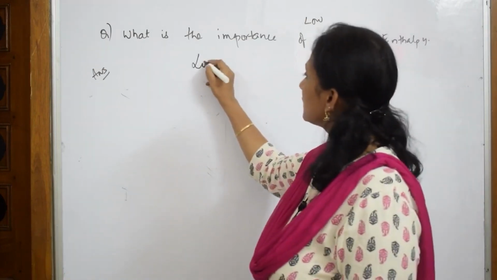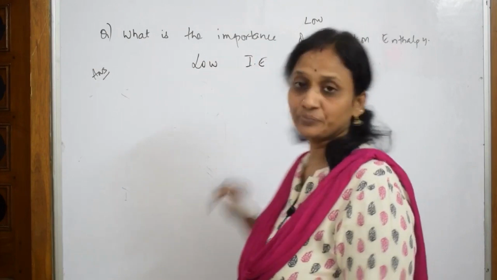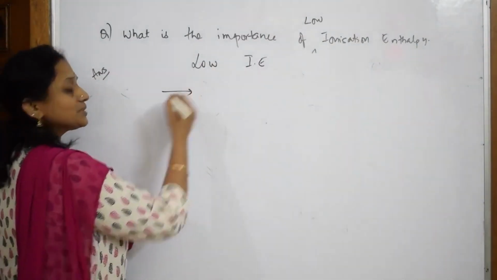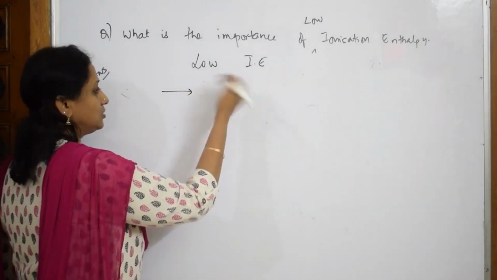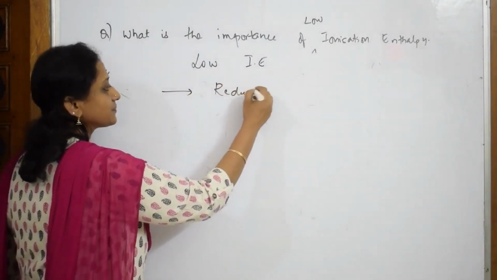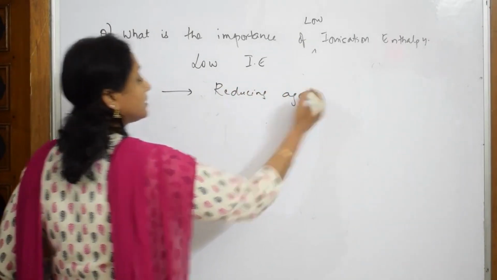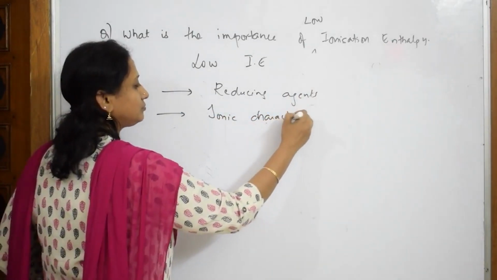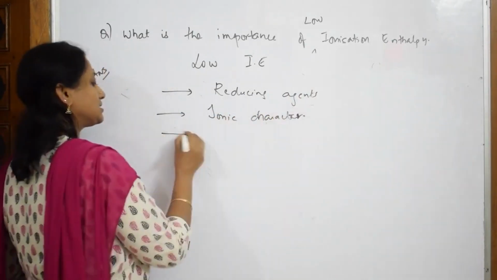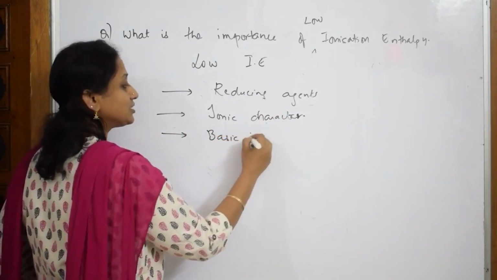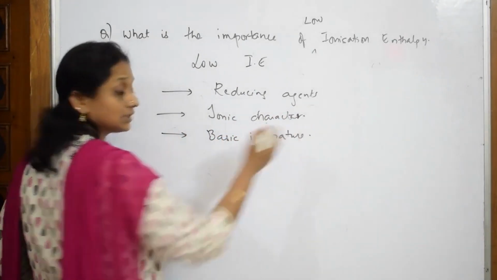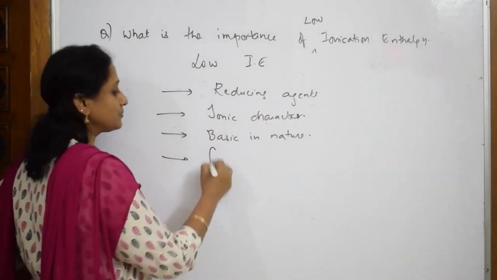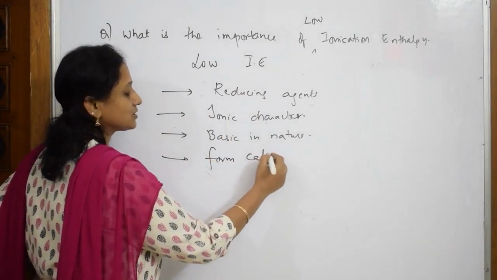So whichever element has low ionization enthalpy value, that means with less energy I can remove that electron. What is the important property? Those particular elements act as good reducing agents. That is the one important property, and they possess ionic character, and they are mostly basic in nature. They form cations, because I'm taking out one electron.